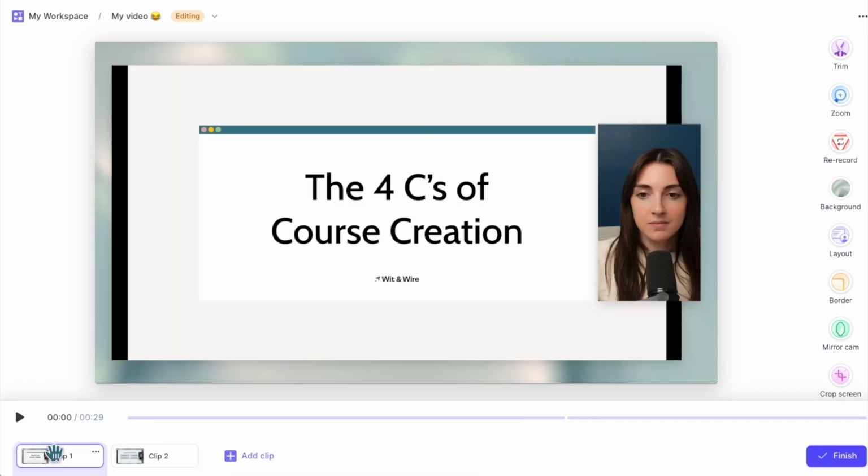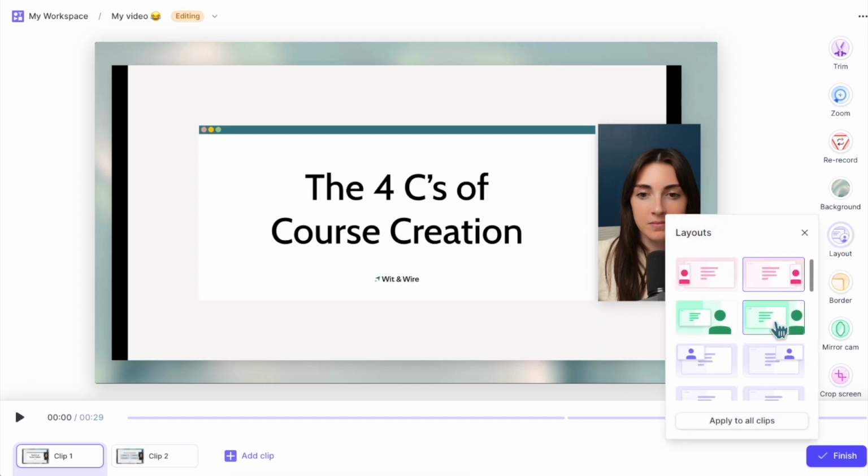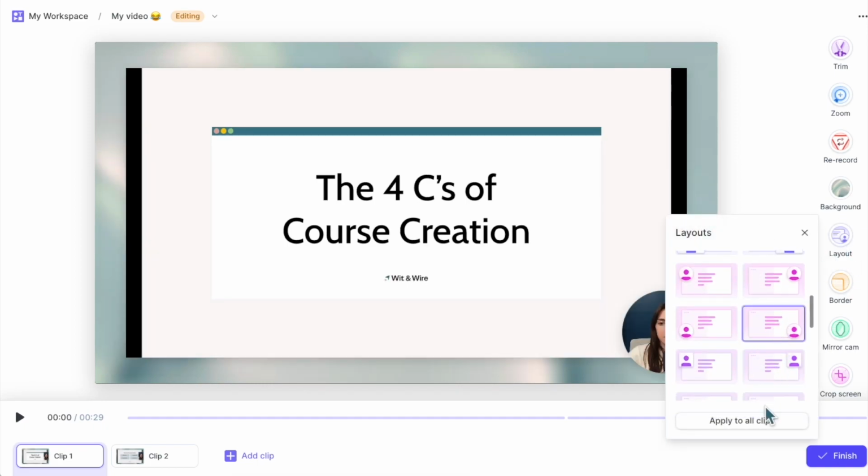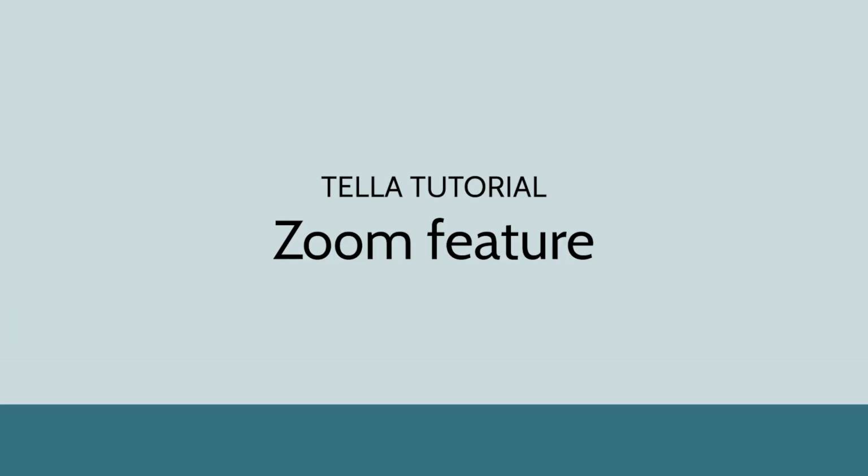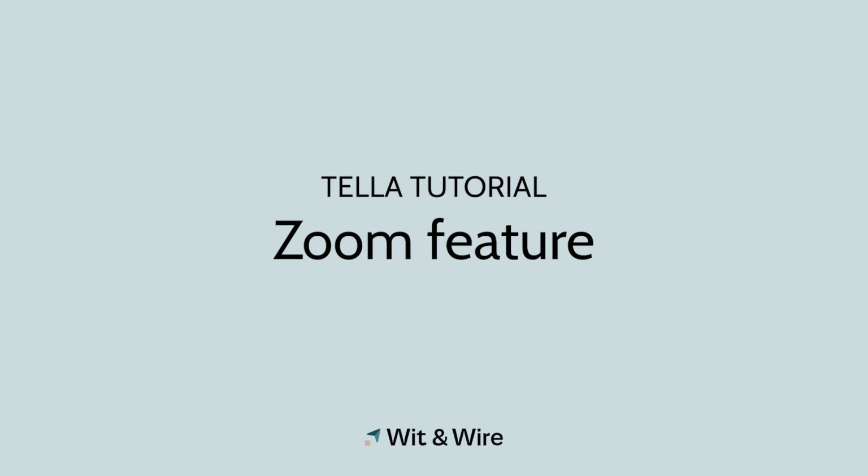to clip 1, I'm looking at a different background, it's a different layout, and so it's up to you when you pick a layout. You can either decide to click something here and apply to all clips, or you could apply it to just one clip. For a slide-based video for an online course, most likely you would keep a consistent layout, but maybe for a YouTube video, you want to try different layouts to keep the interest of your viewers. Up next, we can add a zoom feature in Tella.